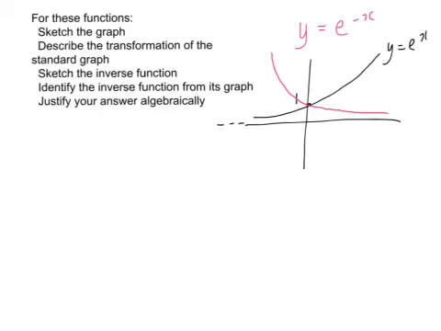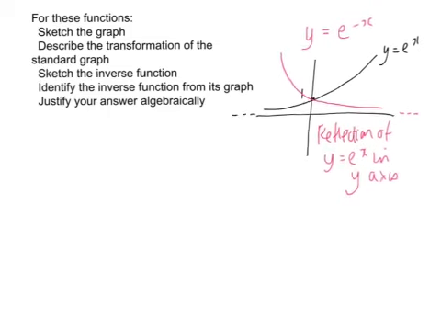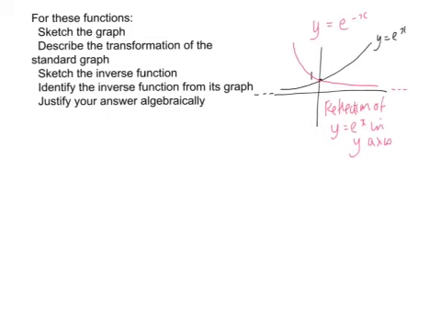It still crosses at 1, and this time the asymptote is still on the x-axis but on the other side of the x-axis. So it was actually a reflection of y equals e to the x in the y-axis. Okay, so first part done, second part done. Tick those off.